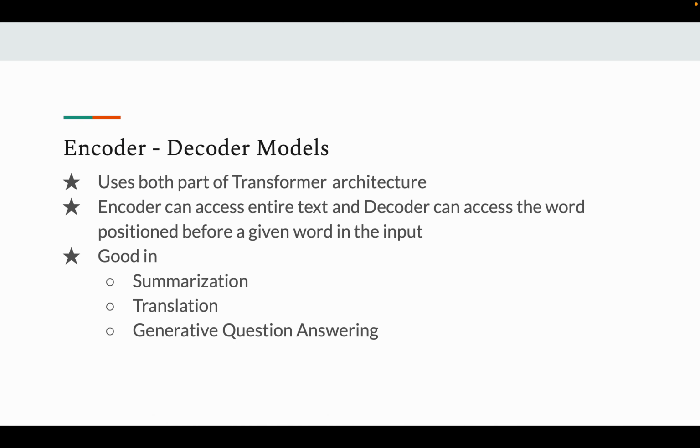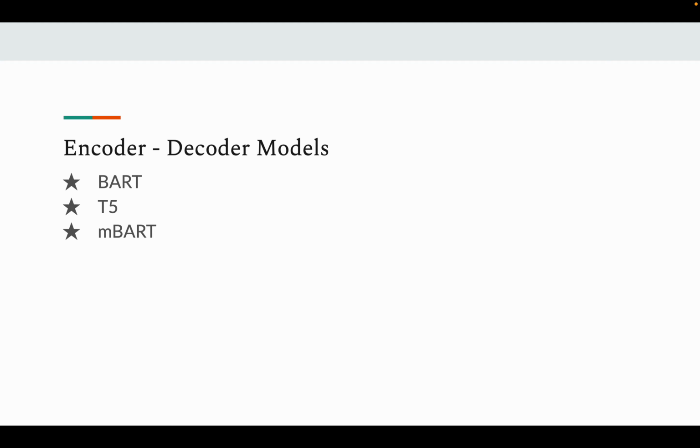Now we can discuss encoder-decoder models. These use both parts of the transformer architecture, the encoder and the decoder. The encoder can access the entire text, and the decoder can access only the word positions before the given word, which we already explained. These models are also called sequence-to-sequence models. They are good at summarization and translation from one language to another, and are also used for generative question answering. Examples are BART, T5, and mBART.